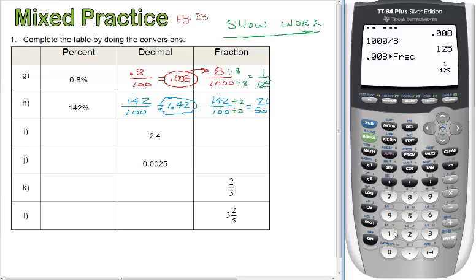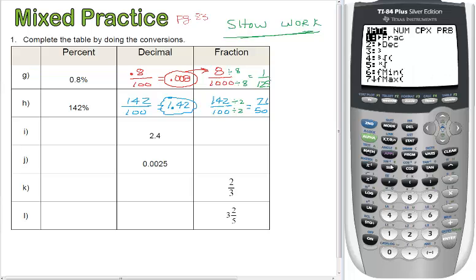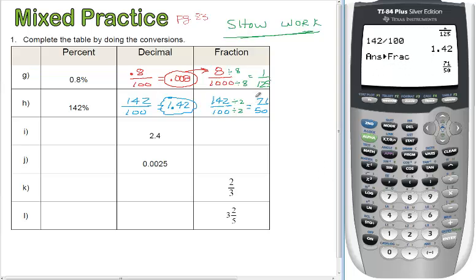And again, check them on your calculator if you're not sure. So 142 divided by 100, enter, and then math, enter, enter, to change that to 71 over 50. Alright, so there's the answer to the second one.